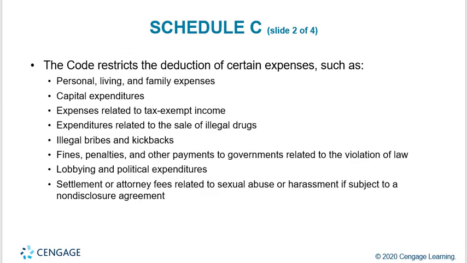And so the code restricts the deduction of certain expenses such as personal living, family expenses, capital expenditures, expenses related to tax-exempt income, expenditures related to sale of illegal drugs, illegal bribes and kickbacks, penalties, fines, and other payments to governments related to the violation of the law, lobbying, political expenditures, and settlement or attorney fees related to sexual abuse or harassment if subject to a non-disclosure agreement.